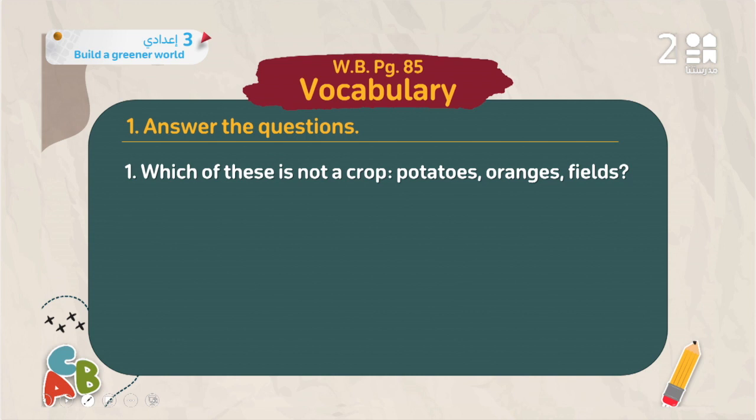Now we're moving to page 85 in the workbook. This is a vocabulary exercise. Answer the questions. Which of these is not a crop? Potatoes, oranges or fields. Potatoes, oranges, and fields, which are like farms. Of course, the answer is fields.